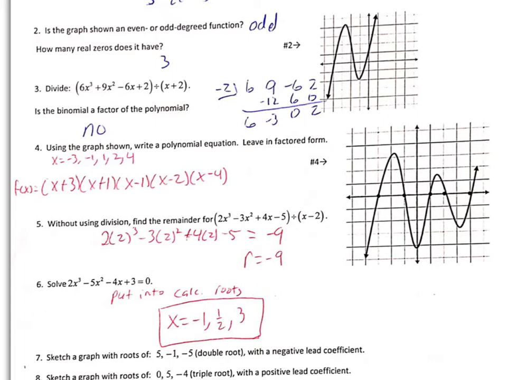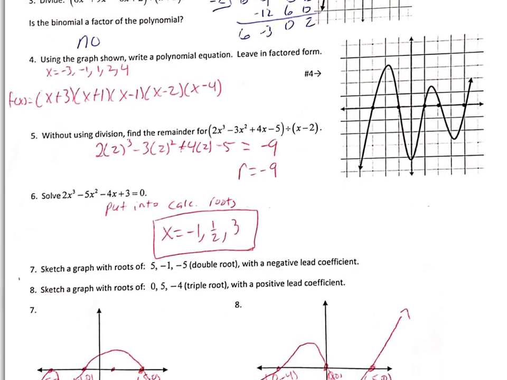Number 3, it says divide. I did synthetic division. It is not a factor because the remainder is 2. If the remainder was 0, we'd be in good shape. And I actually should have said that that is 6x squared minus 3x with a remainder of 2.